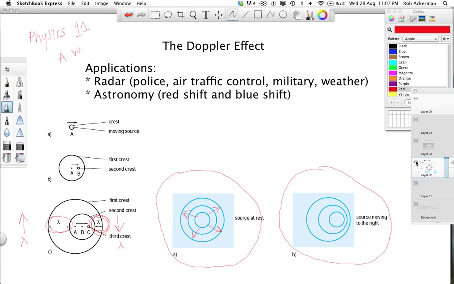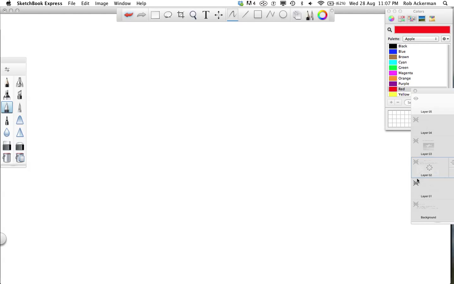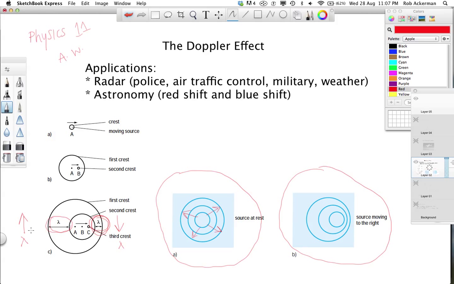Well, let's look back at what we talked about just a moment ago. Because the speed of a wave is constant in a given medium, if one of these variables goes up, the other one has to go down because they've got to multiply out to the same number. So guess what? Wavelength goes up, gets bigger, frequency goes down, gets lower. Here, wavelength gets shorter, frequency must get higher.